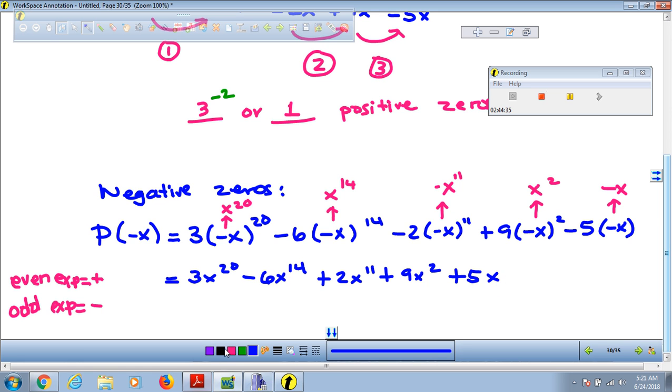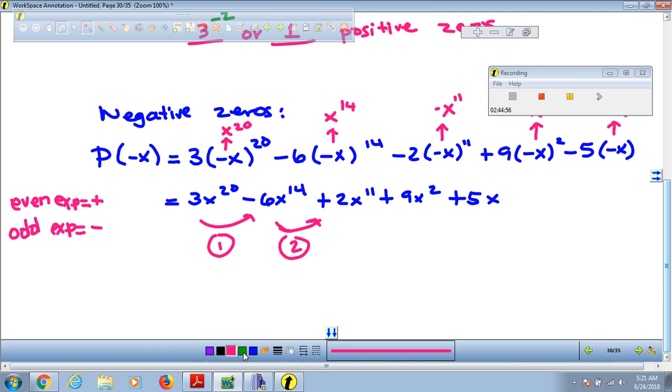So from here we count the sign changes again. From the first one to the second one there is one sign change. Second one to third one there is again one sign change, so that's the second one. And then from there and forward there's no more sign changes. So the maximum is going to be either 2 or, because I am able to subtract 2, 1 negative zeros.